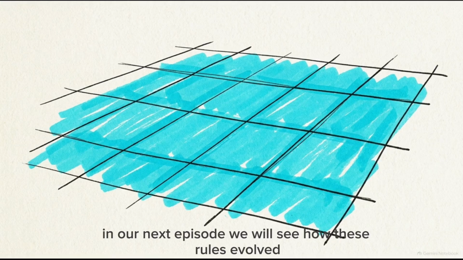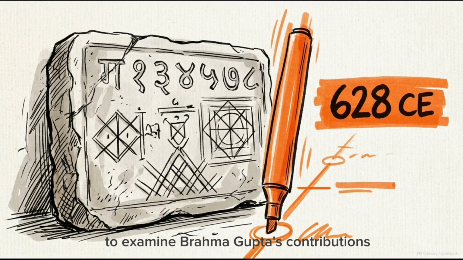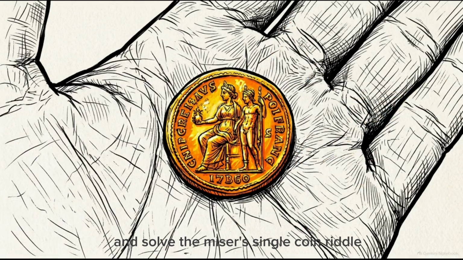In our next episode, we will see how these rules evolved as we travel back to 628 CE to examine Brahmagupta's contributions and solve the miser's single coin riddle.